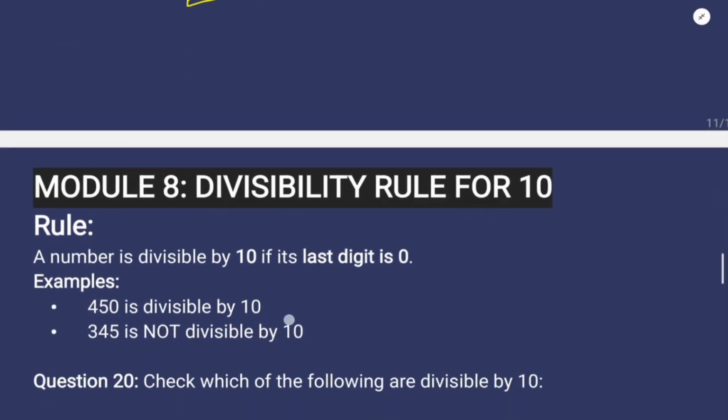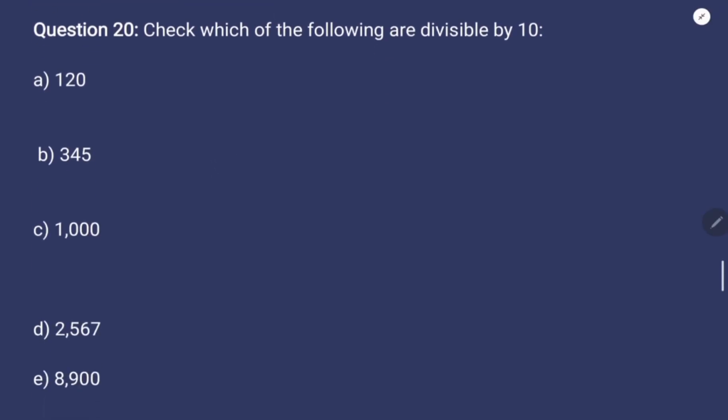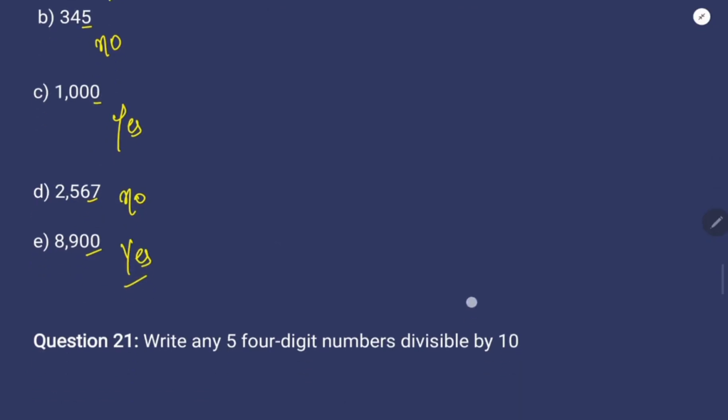Okay, so next we have the divisibility rule of 10. The easiest thing, you just need to see whether the last digit is 0. You will say yes. If the last digit is anything else except 0, you will say no. Here yes, here no, and here yes, right?